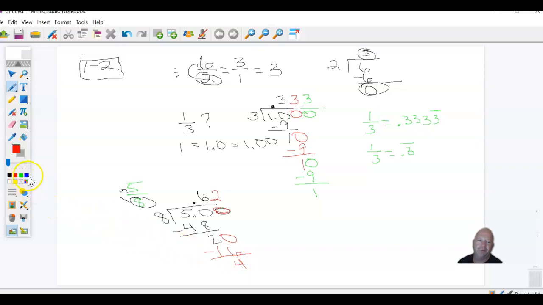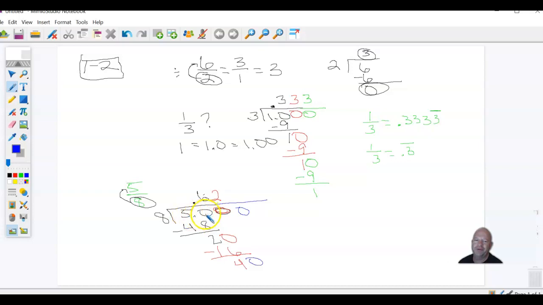Okay? Change colors. And I'm going to add another 0. Actually, I'm going to extend this bar so we make sure that we get everything underneath the fraction bar. Add another 0. Bring that one down here. And each time you figure out how many times it goes in, make sure that you put it above the last number in the number that you use.